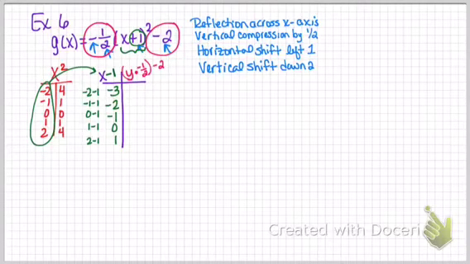And then for our y's, we're going to take all of these y's right here, and we're going to multiply them by negative 1/2, and then we're going to subtract 2. So we got 4 times negative 1/2. I'm just going to put that in parentheses. So that gives us a negative 2, and then we subtract 2, which gives us negative 4.